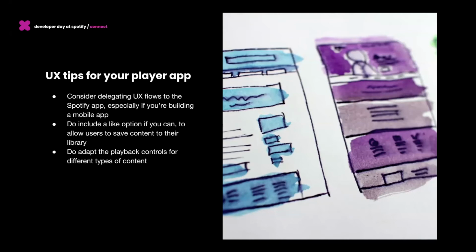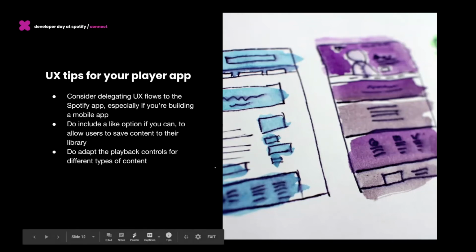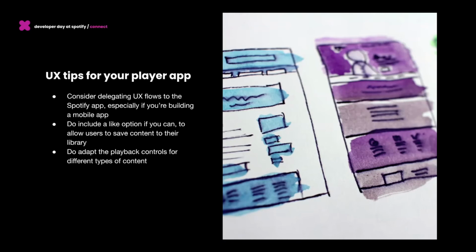defer a particular UX activity to the Spotify app, especially if you're building a mobile application for third-party users. And what I mean by this is that, for example, you may not want to implement all of the different controls that you see in the web player. It may make sense to move some of the controls like the skip functionality, the shuffle functionality, or the ability to change the repeat state. It may make sense to just leave those out of your application and let the user open the Spotify app to adjust those settings of playback.